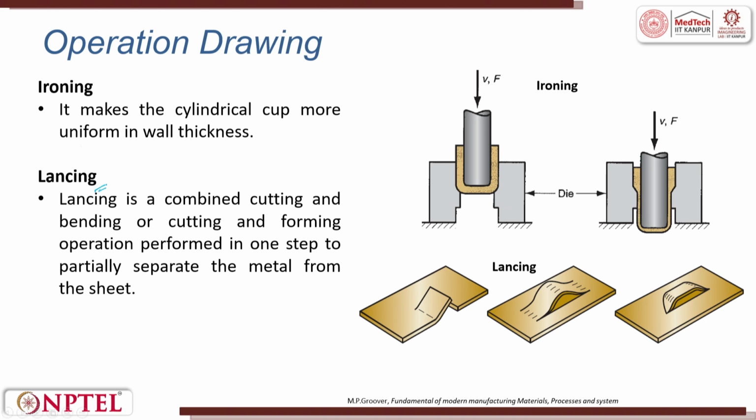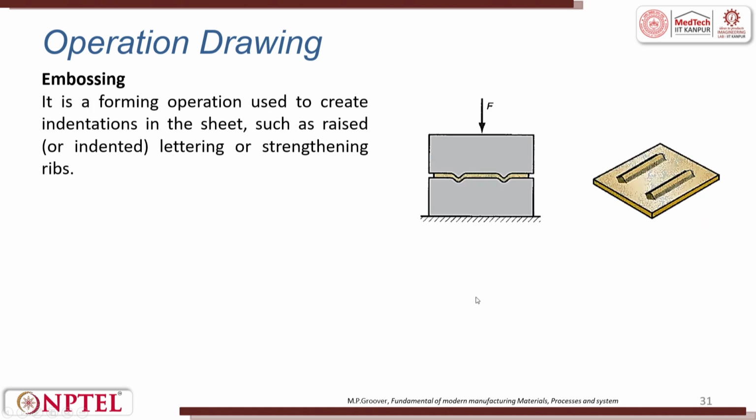Lancing is an operation which is also done. Lancing is a combination of cutting and bending, or cutting and forming operation, performed in a single step to partially separate the metal from the sheet. So, what you do is you cut it and then you bend it. That is lancing.